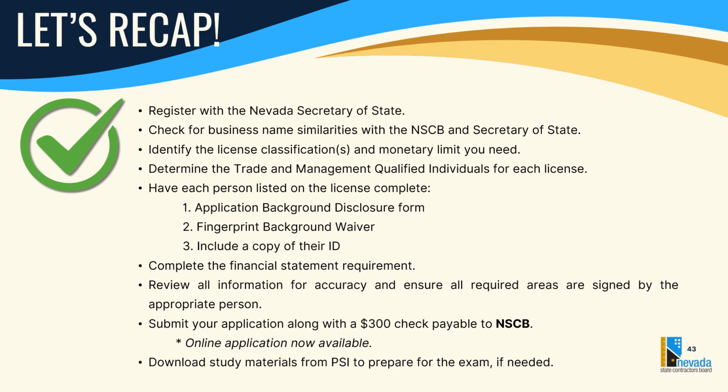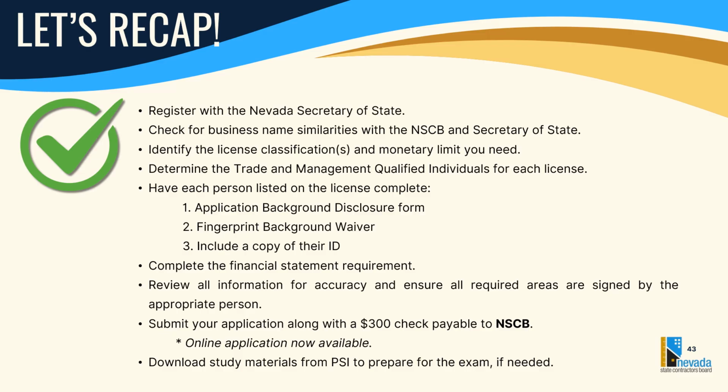Let's review the main steps in the process. First, register your business with the Nevada Secretary of State. Next, check for name similarities. Then choose the correct license classification and monetary limit. Identify your trade and management qualified individuals. Complete all background disclosures and fingerprinting forms. Prepare your financial statement. And finally, review your application carefully and submit it with a $300 application fee.